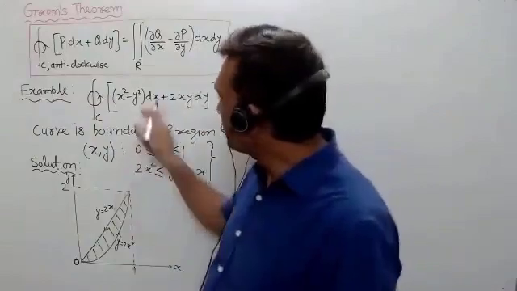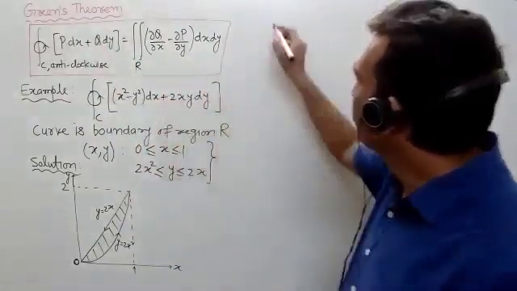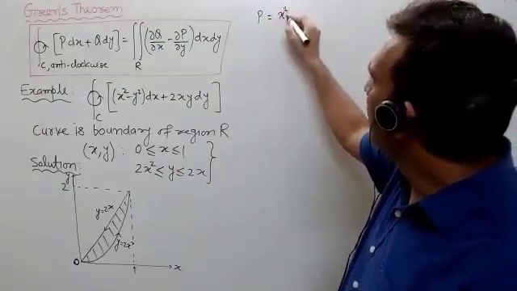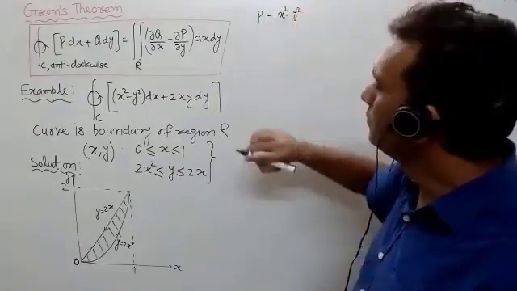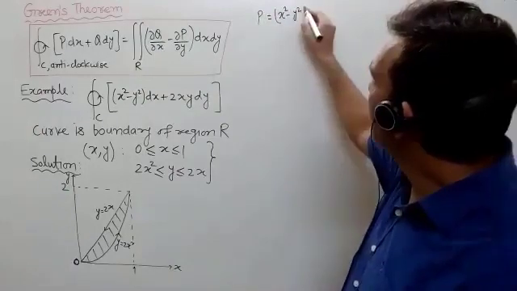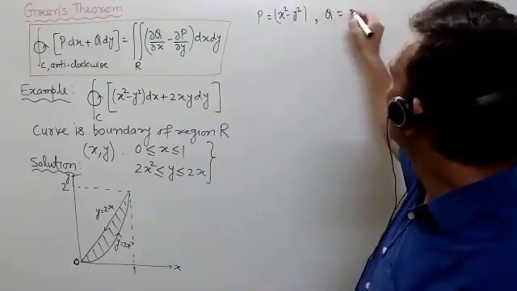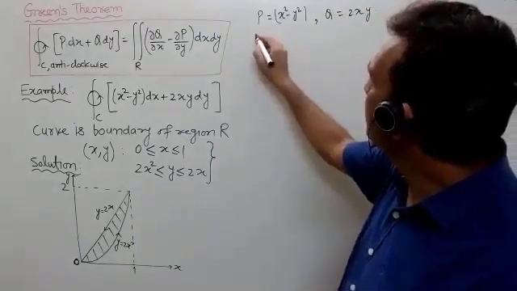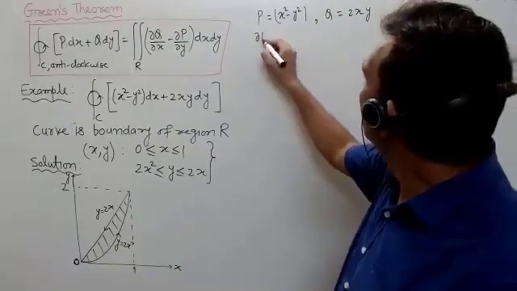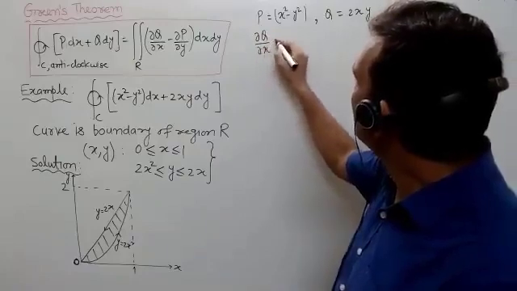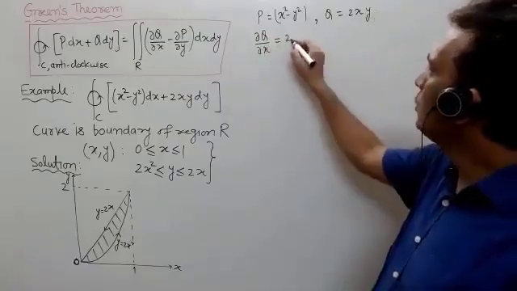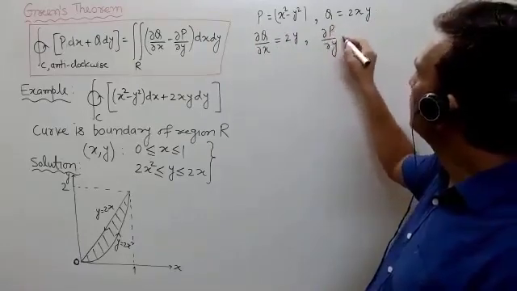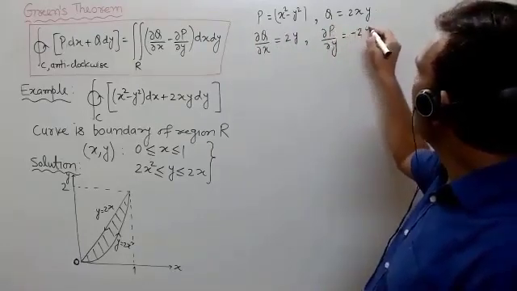So you can first compare with this. What is p here? P is x square minus y square. And what is q? 2xy. So now you have to find del q del x. This will be 2y, and what will be del p del y? This is minus 2y.